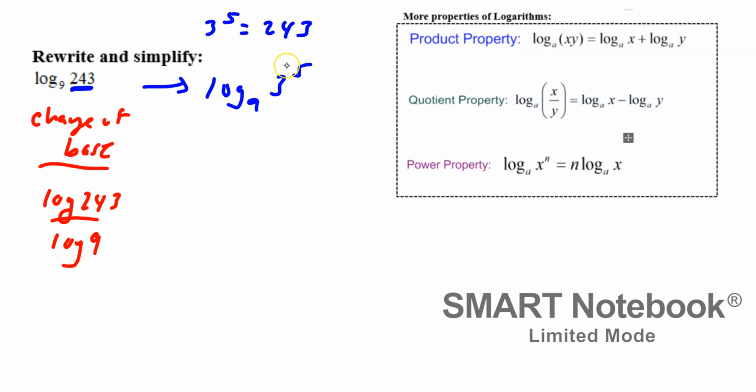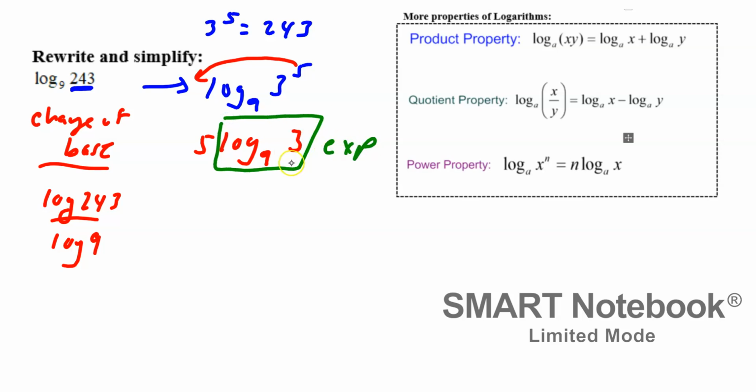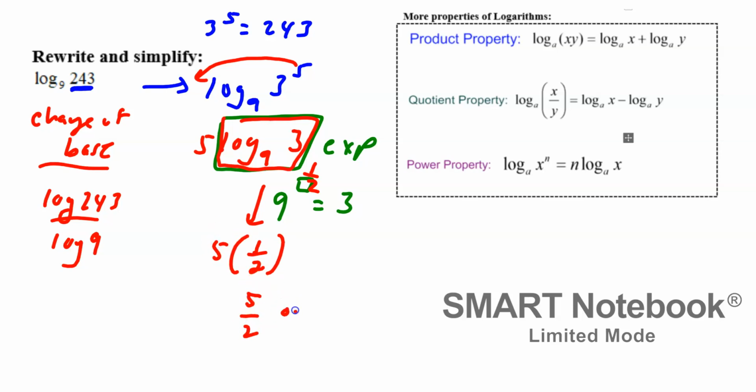And then if you have an exponent on top, you would bring it down in front. So you'd have 5 log base 9 of 3. And you might remember from previous videos that log base 9 of 3 is really an exponent. What exponent is it? Well, 9 to the what equals 3? The square root of 9 is 3, and square root is really to the 1/2 power. So that means that this entire thing is just replaced with the exponent of 1/2, but that is still multiplying by 5, so the answer would be 5/2 or 2.5.